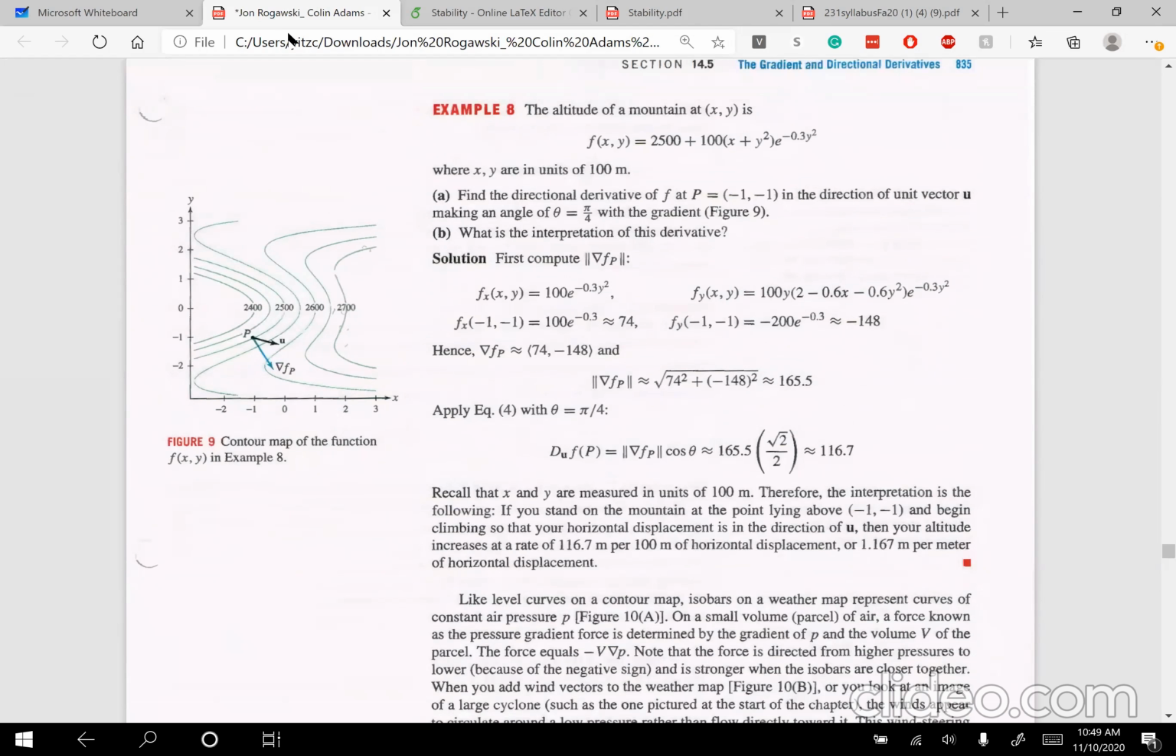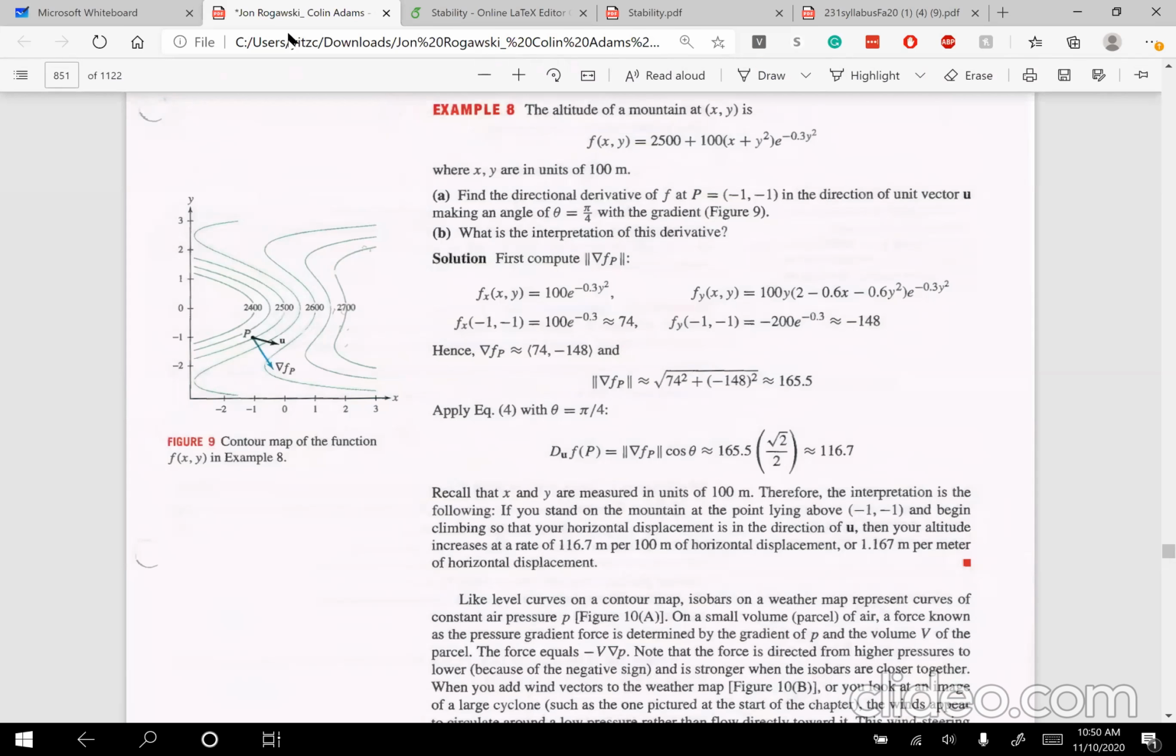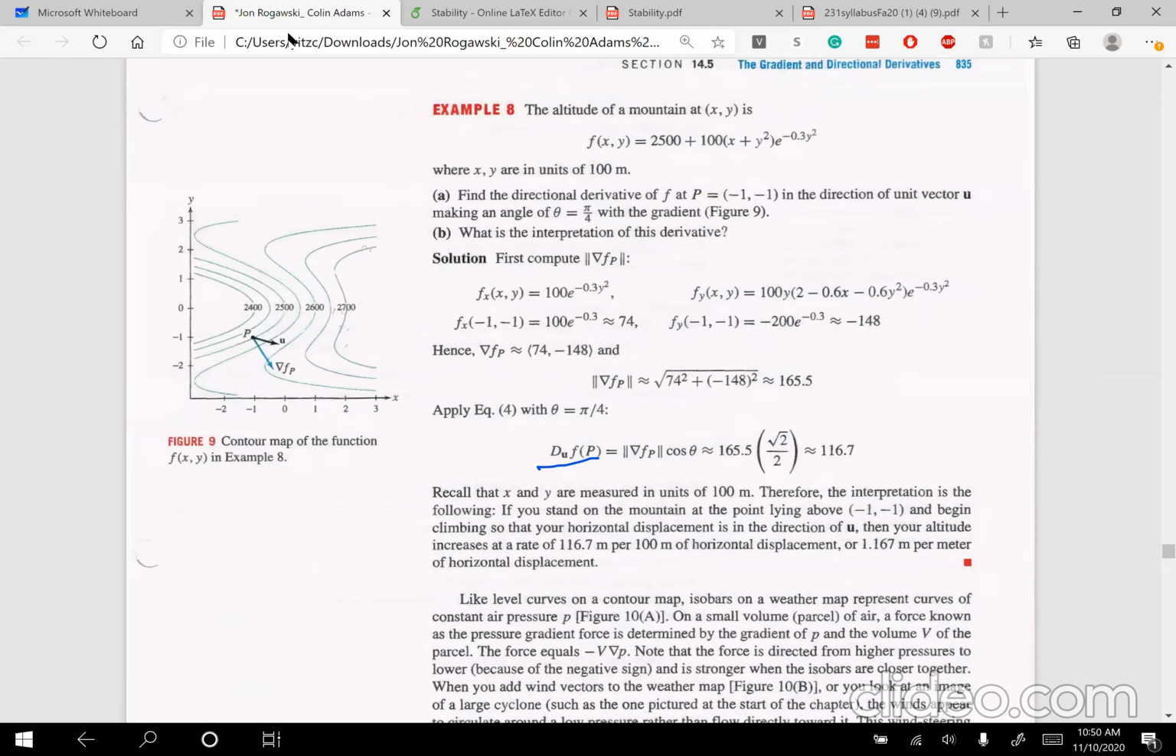So first we need to find the gradient. We then need to find its magnitude and multiply it by cosine of pi over 4 in order to find the directional derivative in the direction of u. And the interpretation would be that if we walk in the u direction, the altitude of the mountain will be going up, apparently, because it's going to be positive, and the rate of increase is going to be 116.7.